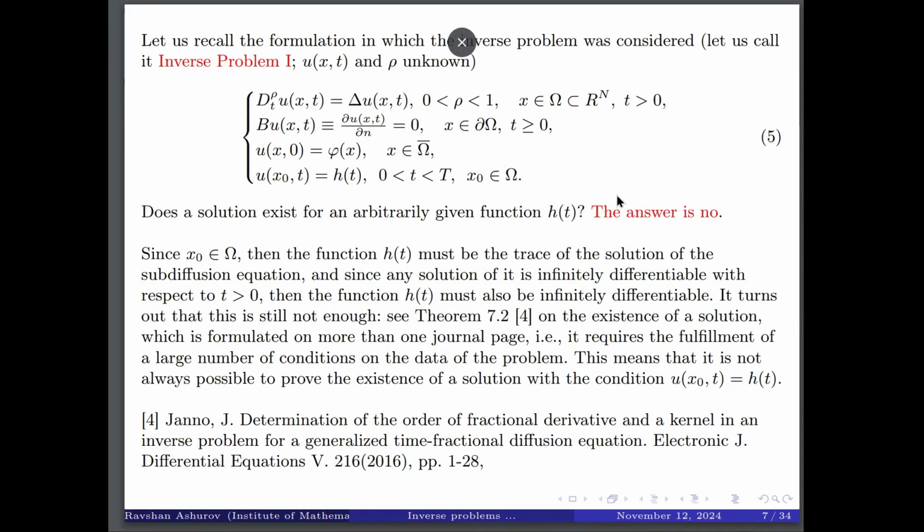Okay, so this is the formulation of the inverse problem which was considered by other researchers. The first 3 lines are a forward problem, and this is the overdetermination condition. Of course, you may ask: can we restore this parameter rho for arbitrarily given h in this formulation? The answer is no. Why? Because x0 is in the domain omega, where you have the equation. That means h of t must be the trace of the solution of this equation. So h cannot be arbitrary.